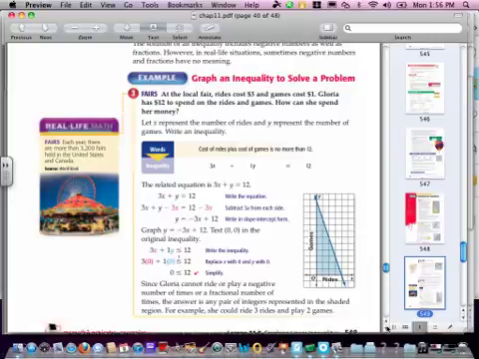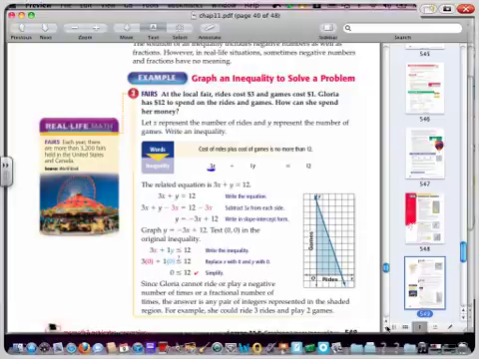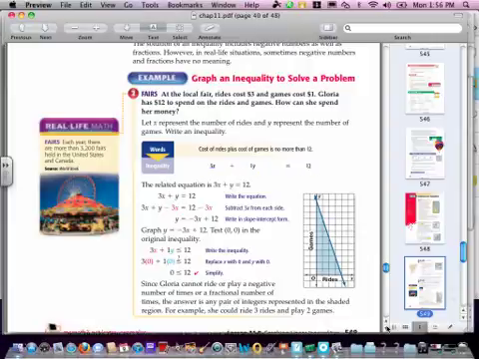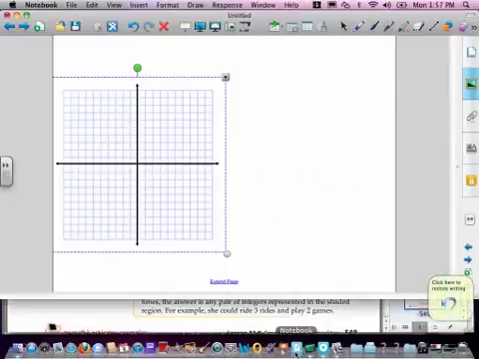All right, so let's use graphing an inequality to solve a problem. So here we go. At the local fair, rides cost $3, games cost $1. Gloria has $12 to spend on the rides and games. How can she spend her money? If we think about it, we've got $3 per ride, $1 per game, and she has at most $12 that she's going to spend. So we're going to do this on, let's go back over to the notebook here. The way this graph is set up is not going to be big enough, so I'm going to actually redo my lines.